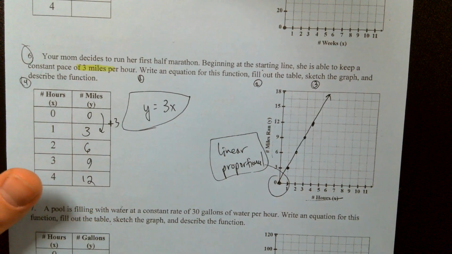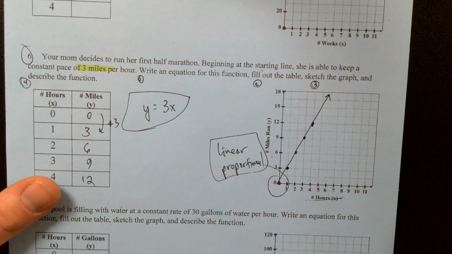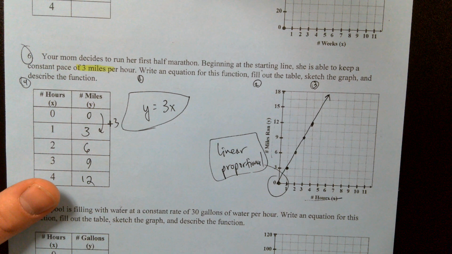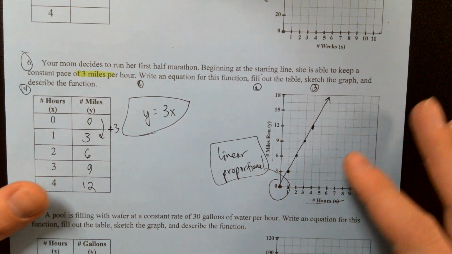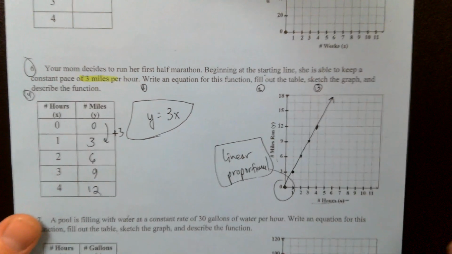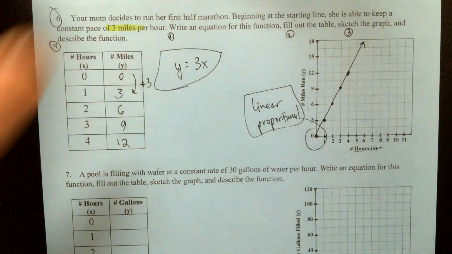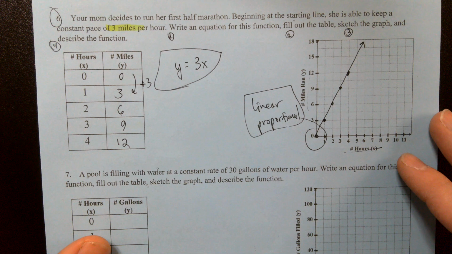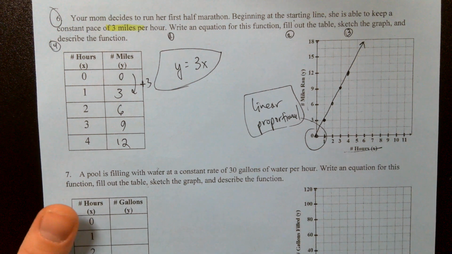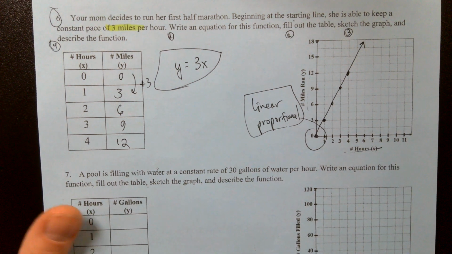If a half marathon's 13, how many miles is a full marathon? 26.2. Imagine running 26 miles. Lots of people do that. It's an Olympic event. There's marathons all the time. Boston Marathon, New York Marathon, LA Marathon. Some people find that fun. I'm not one of those people.